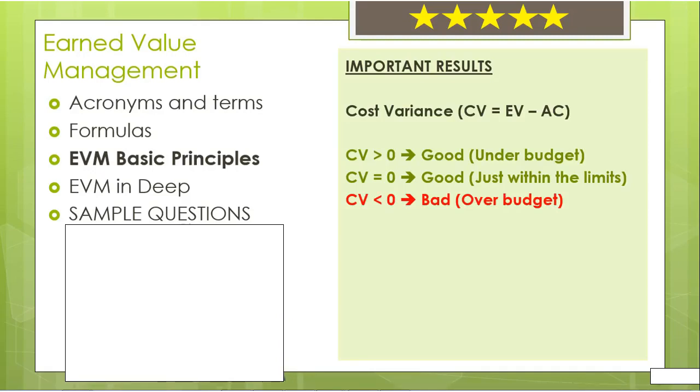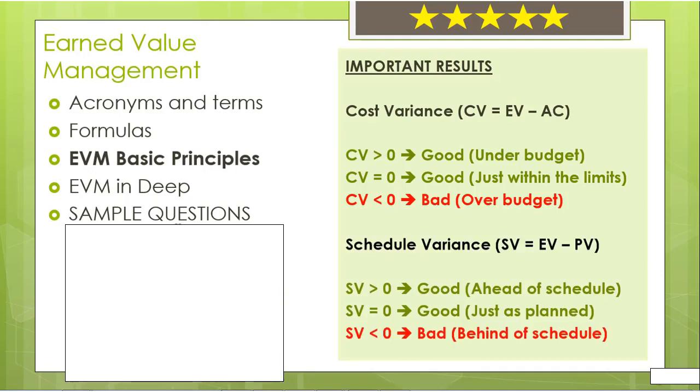Cost variance. Cost variance formula is earned value minus actual cost. Cost variance tells how many dollars we are under or over budget. If cost variance is greater than 0, this is good, since this tells us that we are under budget. If cost variance equals 0, this is also good, since this tells us that we are just within the limits of budget. But if cost variance is less than 0, this will tell us that we are over budget, and this is bad.